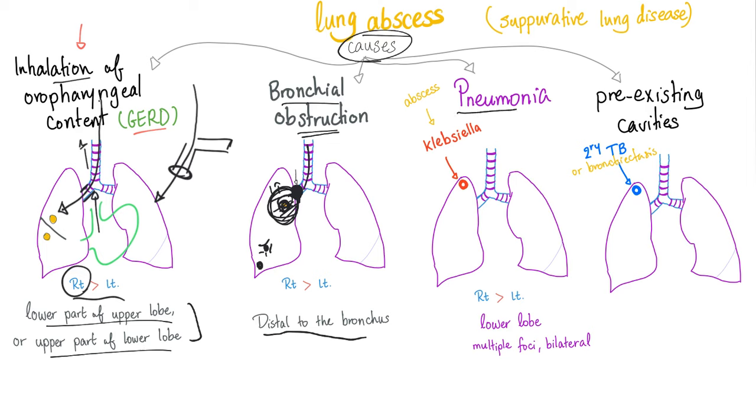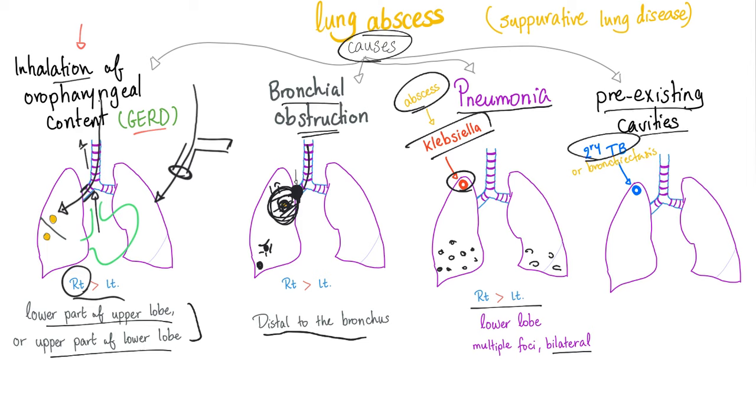Other causes of lung abscess could be pneumonia. Again, right more than left, usually in the lower lobe, and they are usually multiple foci or multiple abscesses, and they could be bilateral. But if you have Klebsiella pneumonia, Klebsiella loves to cavitate in the upper lobe. Lung abscess can happen on top of the old Klebsiella cavity. Or it could happen on top of secondary tuberculosis, which is an apical cavity in the apex of your lung. Or on top of bronchiectasis.